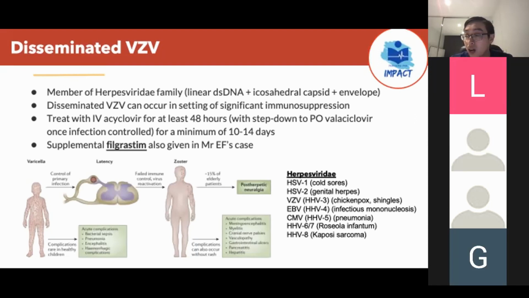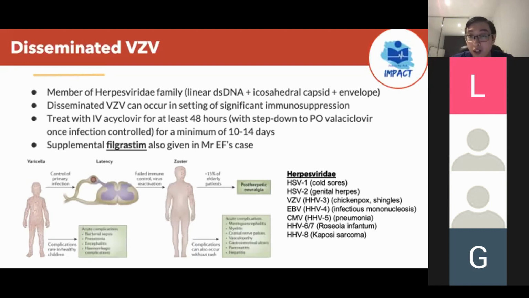Oh, so Joyce, INR usually, in patients with valvular AF on warfarin, the INR target is usually 2 to 3, but in patients with mechanical heart valves, it's usually 2.5 to 3.5. But yeah, so filgrastim is GCSF, and what does it do?